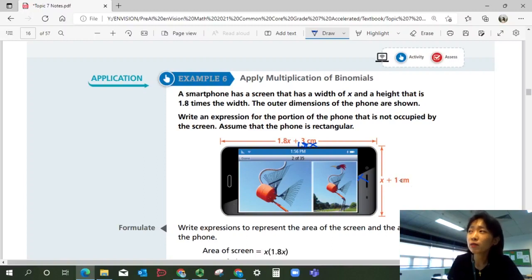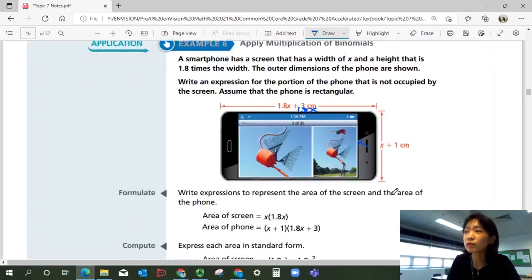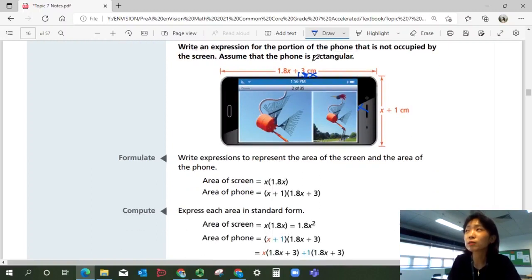Write an expression for the portion of the phone that is not occupied by the screen. Assume that the phone is rectangular, so assume that it's not round at the edge. We're going to figure out the expression for the area of the whole phone, okay? So we're going to multiply these expressions. Area of the screen would be x times 1.8x, and then area of the phone would be x plus 1 times 1.8x plus 3, and then you would subtract the area of the screen from the area of the phone later in order to figure out the portion of the phone that's not occupied by the screen.